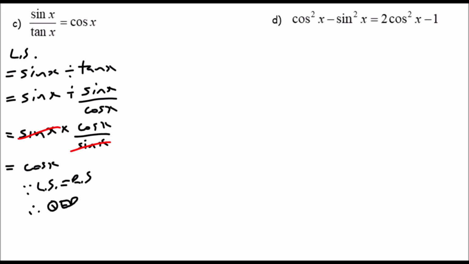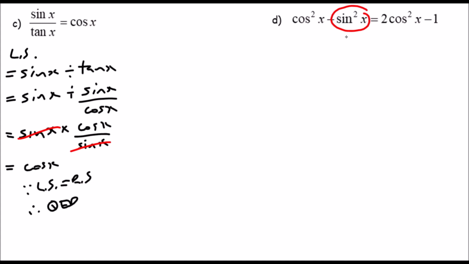Alright, here's the next one. Cos x squared minus sine x squared is equal to 2 cos x squared minus 1. What would I want to attack here? Well, I'm looking here and I see that everything is in terms of cos except for this guy. So I'm going to get rid of this guy. Mr. Wells, how can you get rid of this guy?